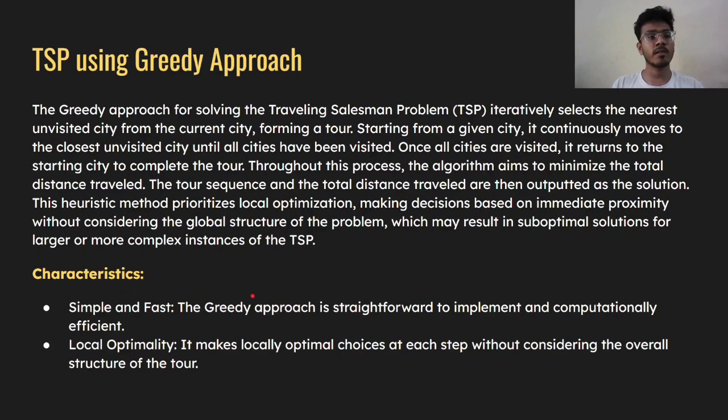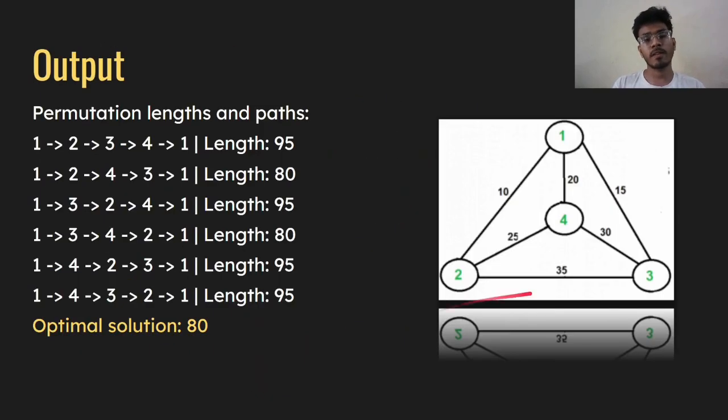The characteristics of the greedy approach are that it is simple and fast, since it is not calculating all the possible permutations, it's only taking the optimal path. So it will be faster than the brute force method, and it has local optimality, that is, it is locally optimized, since it is making a decision for each node and not for the whole graph. For example, if it goes to 2, it will only make a decision based on what is available to it from 2. It won't make a decision for the whole graph.